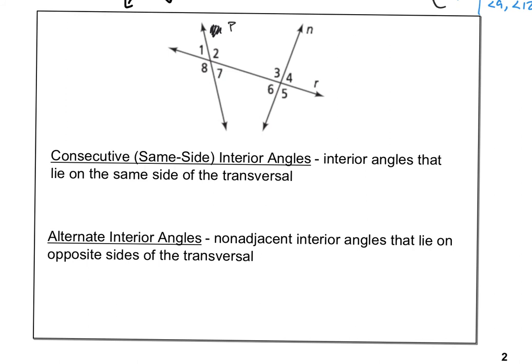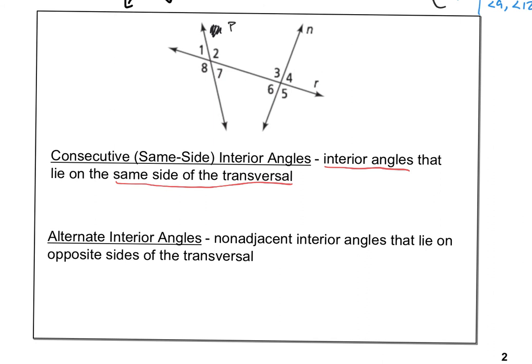Now, in this one, we are talking about consecutive or same-side interior angles. So these angles are still interior. However, they're on the same side of the transversal. Okay, so consecutive angles are interior angles that are on the same side of the transversal.